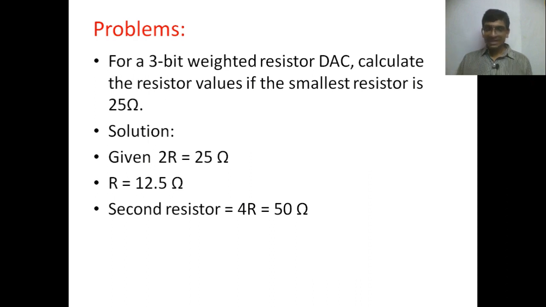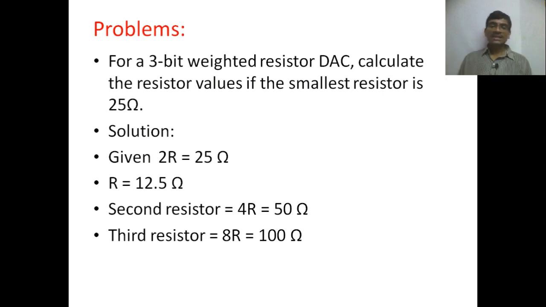Therefore, the second resistor value is 4R in a weighted resistor DAC. 4 into 12.5 is 50 ohms, and the third resistor value is 8R, 8 into 12.5, which is 100 ohms. So these are the three values: 25, 50 and 100 ohm resistors. I hope you understood. This is the end of our unit number 5.